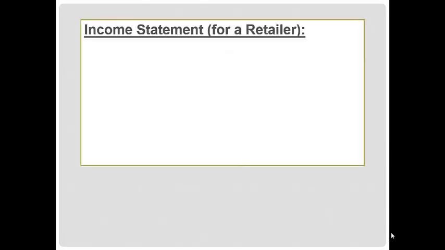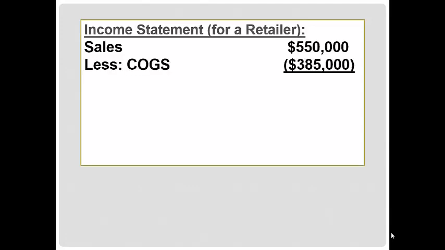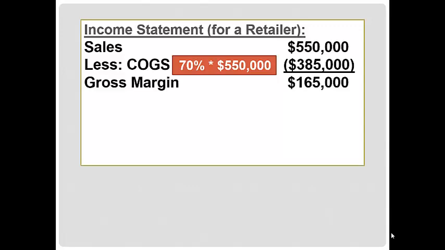So the income statement for a retailer under absorption costing, you'll first take the sales, which were budgeted at $550,000. Then you'll subtract cost of goods sold. Now, cost of goods sold in this problem is $385,000. That is computed by taking 70% of the sales of $550,000. This is because inventory cost is 70% of the sales price for this retailer. That leaves a gross margin of $165,000.